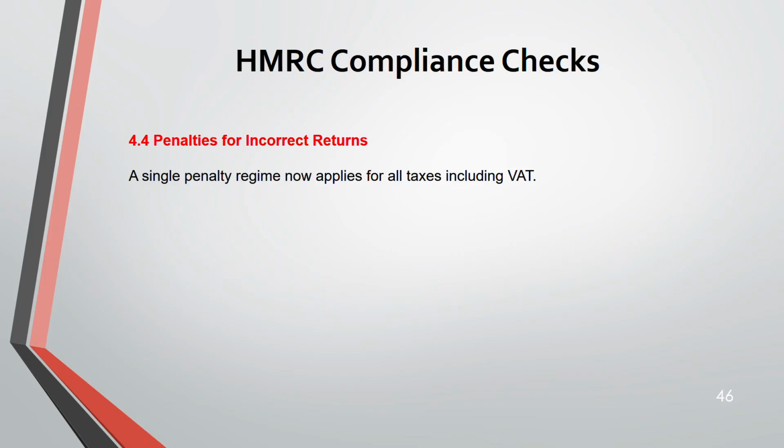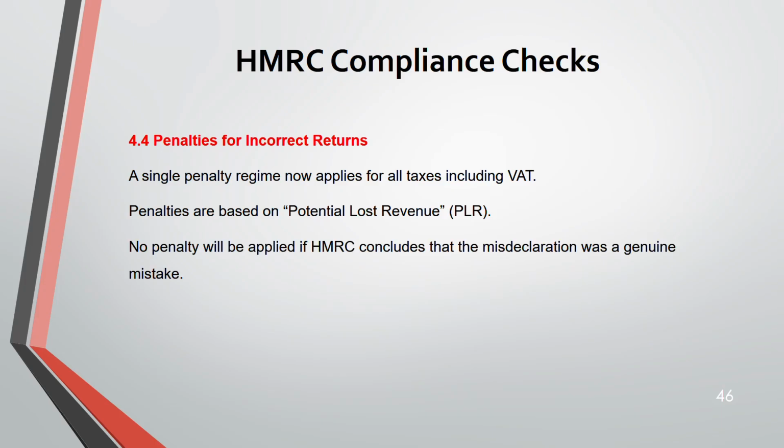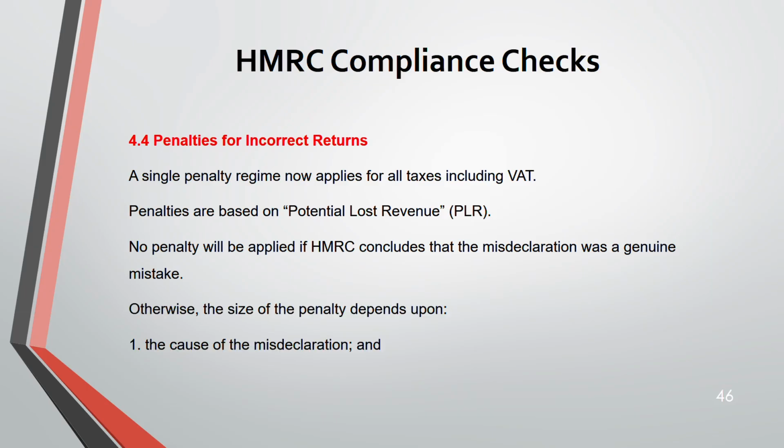So, for all types of taxes, a single penalty regime applies. It's not that for CGT it's something else, income tax is something else, corporation tax is something else. No, the penalty for incorrect return is the same for all types of taxes, including VAT. So your penalties are based on potential lost revenue. Remember, there is no penalty if HMRC says that this misdeclaration was a genuine mistake. Otherwise, the size of the penalty depends upon the cause of the misdeclaration and the behavior of the taxpayer.